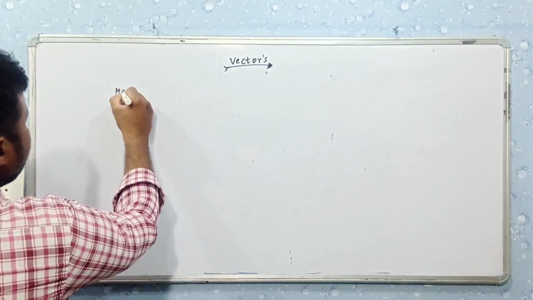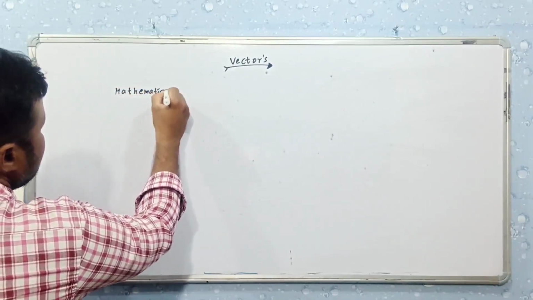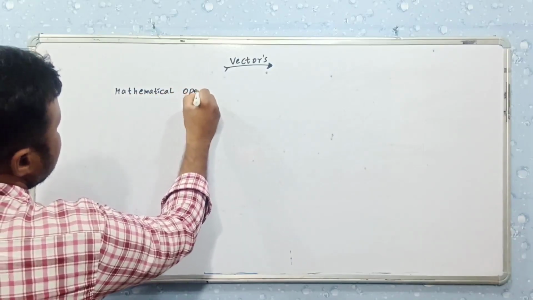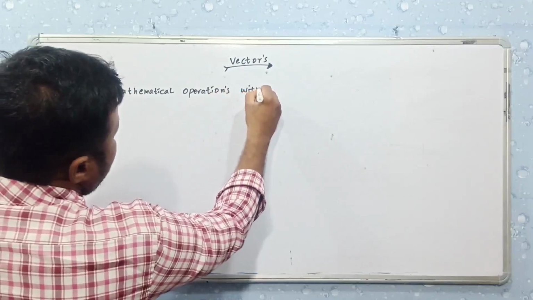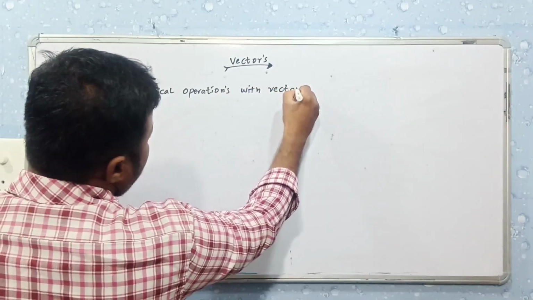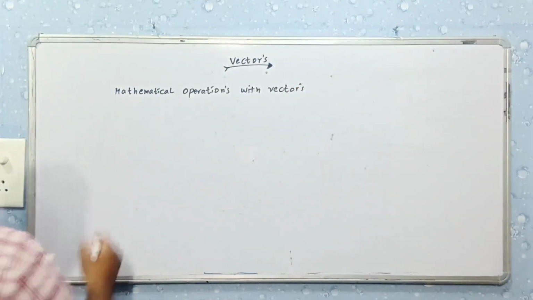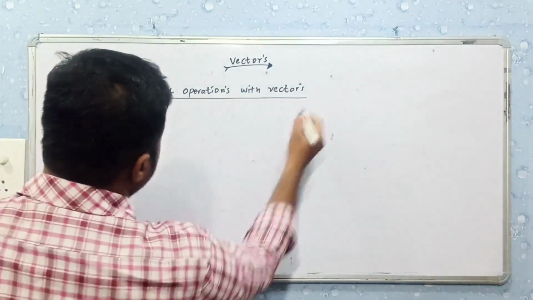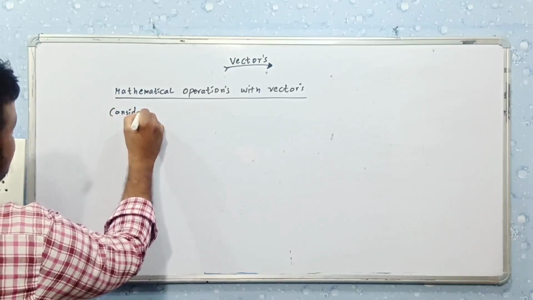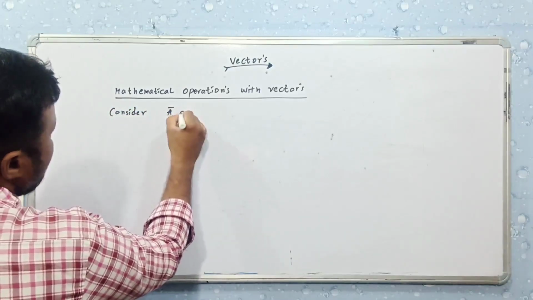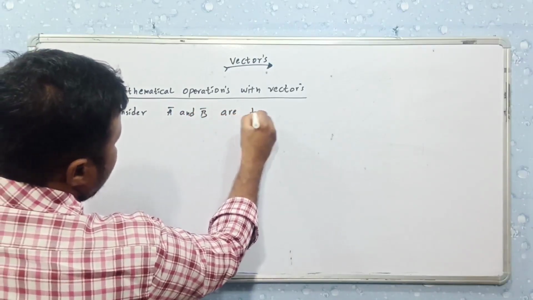Mathematical operations with vectors. Consider A bar and B bar are two vectors.